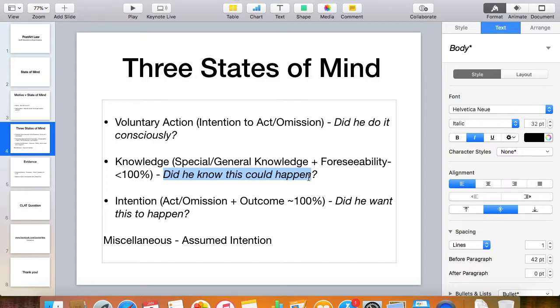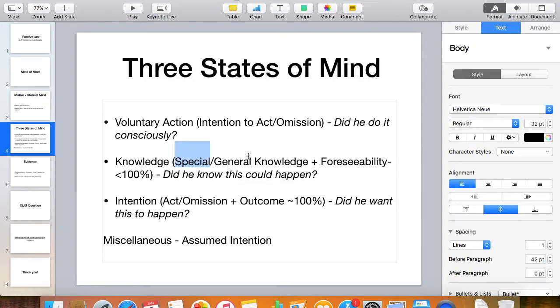So if you're drunk driving, you have that special knowledge that you are drunk enough and you should not be driving, or you are incapable of driving at that moment, and it's foreseeable that if you drive you are going to end up hitting someone, right? But you still go ahead and drive. So then are you not liable? Yes, you are liable because you knew this could happen, right?